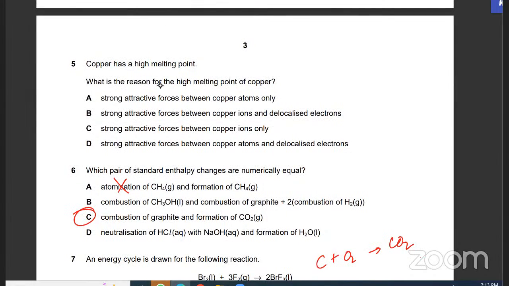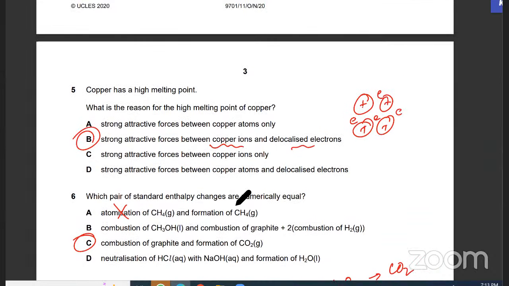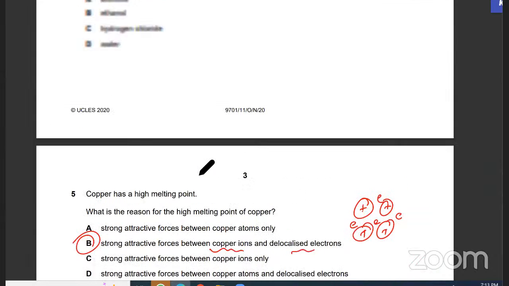Copper has a high melting point. What is the reason for that? So, B. Copper ions and delocalized electrons. It's a metal ion and a sea of free moving electrons, and the electrons and the positive ions attract each other.